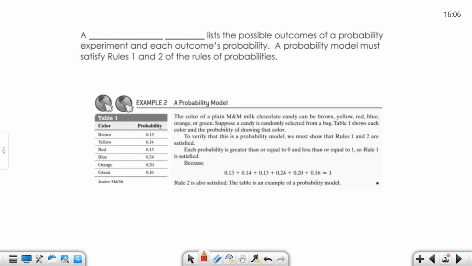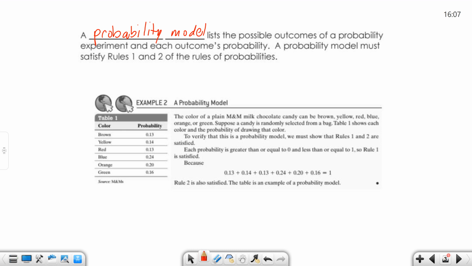So a probability model lists all the possible outcomes of a probability experiment and each outcome's probability. It's called a probability model.